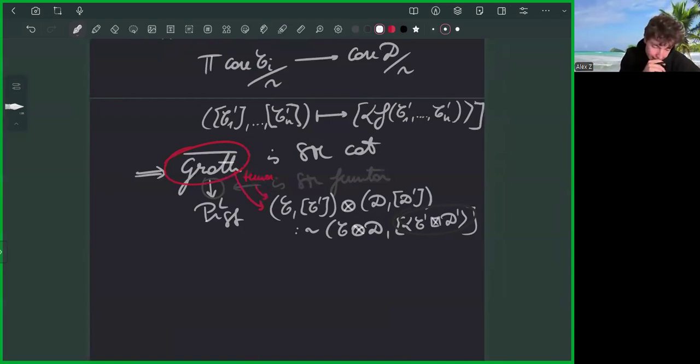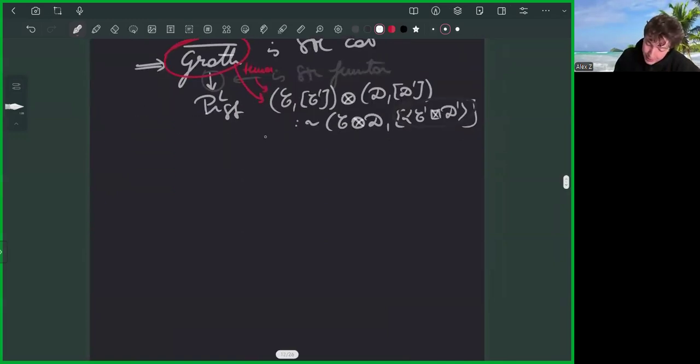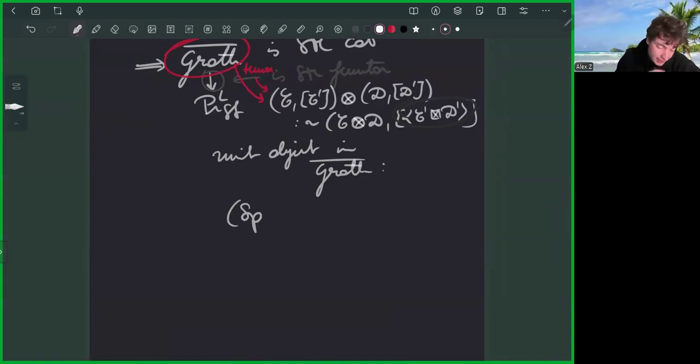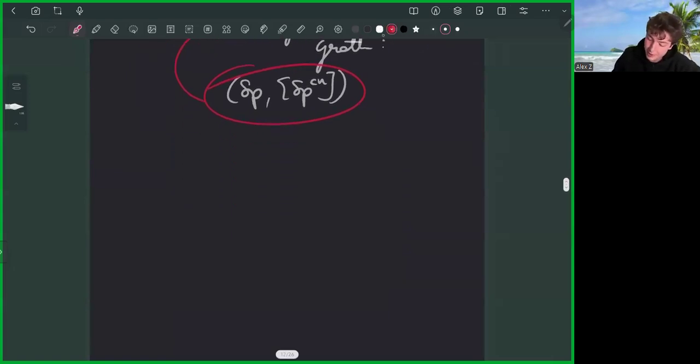Maybe I should also mention, what's the unit object in Groth bar? Well, this might not be too much of a shocker, but it's Sp and then the equivalence class of Sp_CN. So that's the unit object with regards to the tensor product.